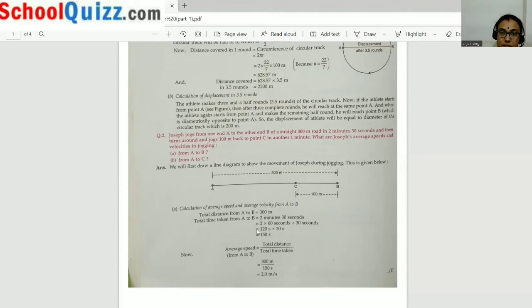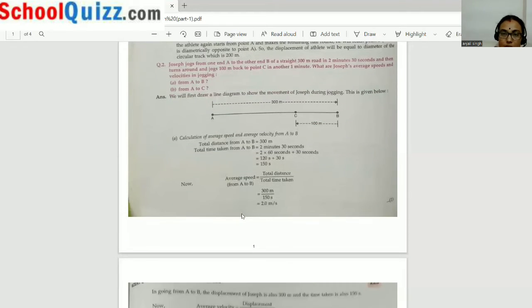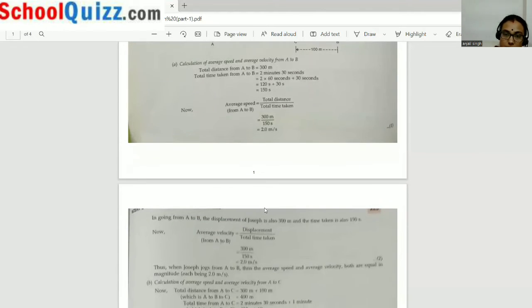So the average speed, you will find the average speed. How are you going to find it? Speed is equal to, as I told you, distance upon time. So in this case, total distance is 300 meters from point A to B. Total time is 2 minutes 30 seconds, so convert all these minutes into seconds. That will be 150 seconds. Clear? So average speed is equal to total distance upon total time. That will be 2 meters per second.